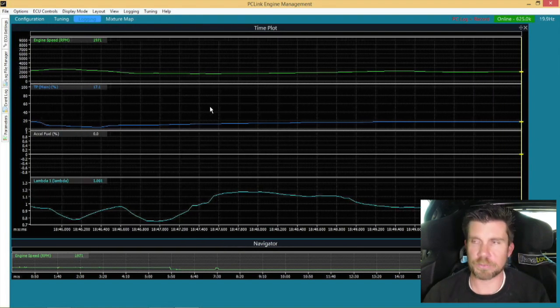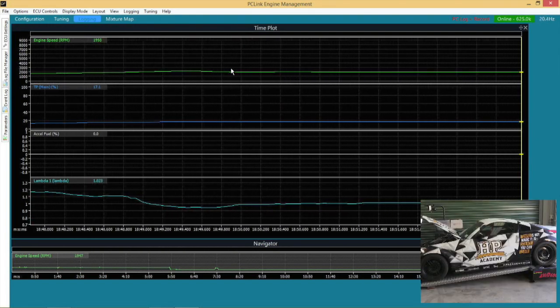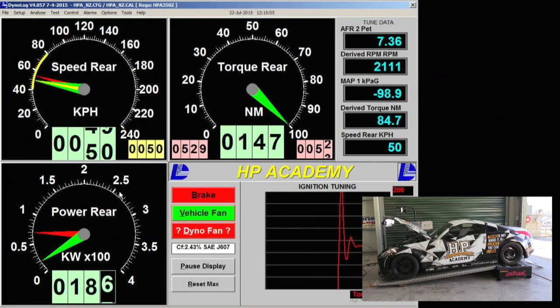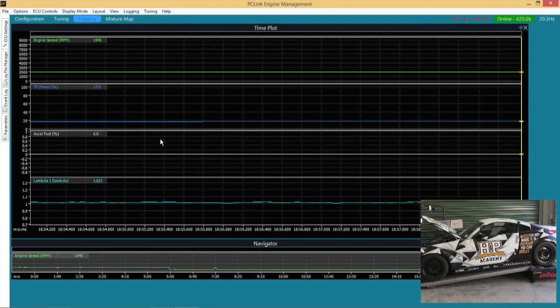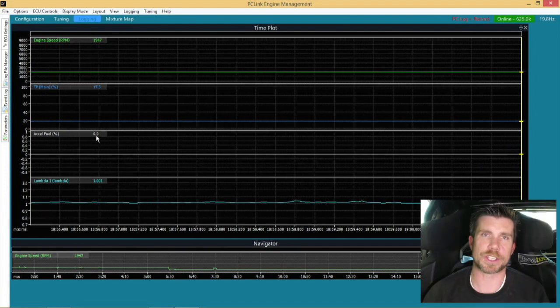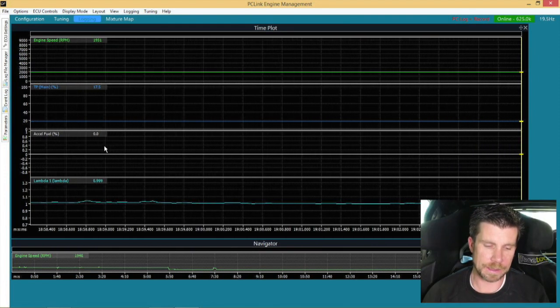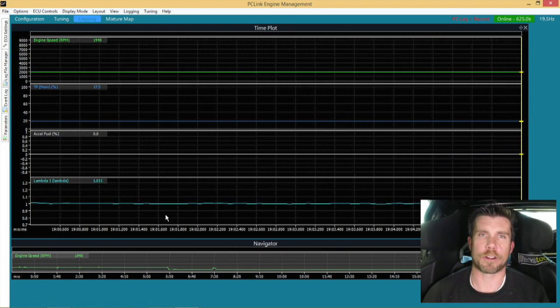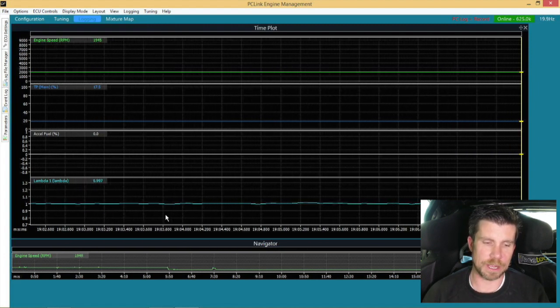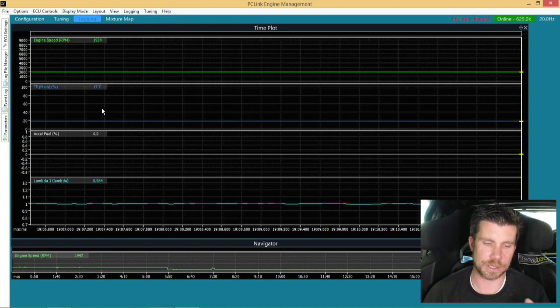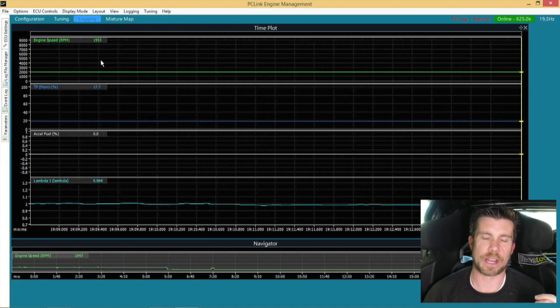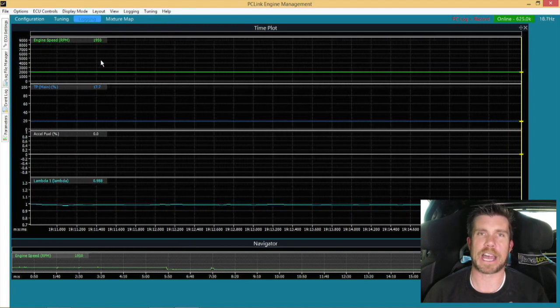On this time graph, at the top we've got our engine RPM. The next group down, we've got our throttle position. We've got our acceleration fuel enrichment percentage being shown here. And then we've got our lambda from our left bank. So you can see at the moment I'm sitting there at 17.5% throttle, just barely touching the throttle, and we're sitting on the dyno at 1950 RPM.